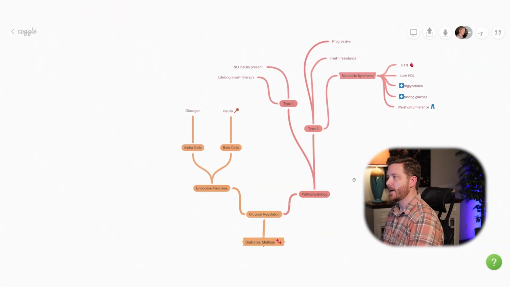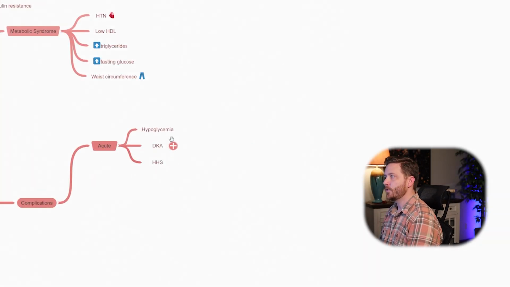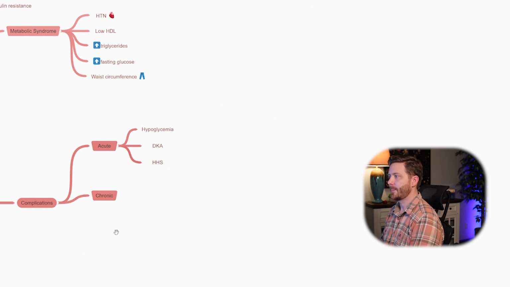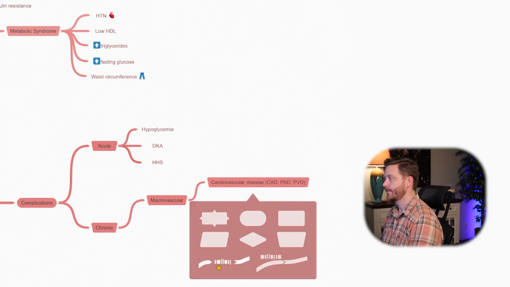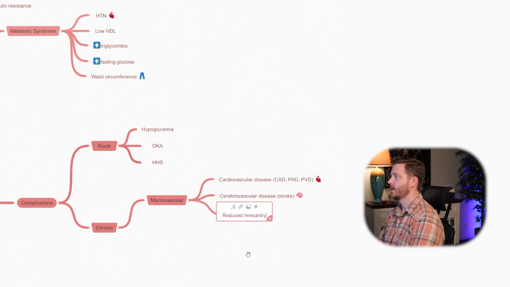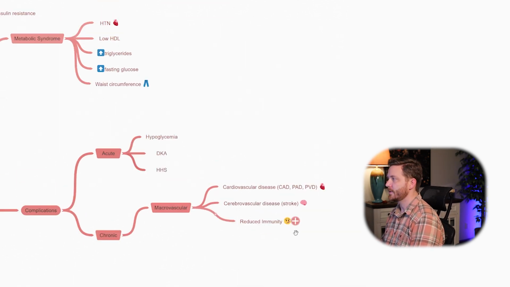Now let's come back to our mind map. These are our acute complications, so let's go ahead and start talking about our chronic. And chronic is divided into our macro and microvascular. So this is going to be our cardiovascular disease, cerebrovascular disease, and because of this glucose, we're also going to be seeing some reduced immunity and some of that lower functioning of the white blood cells.